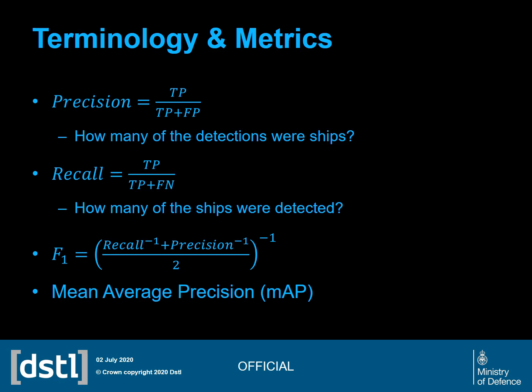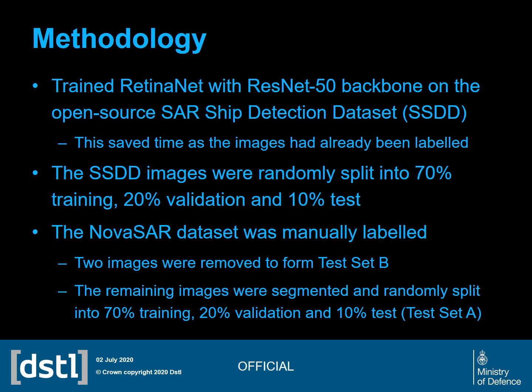Mean average precision is another metric which tends to get used in the object detection field for multiple classes, but in this single class problem, it doesn't seem to be as useful as a metric. So RetinaNet was trained with the ResNet 50 backbone on the open source SAR ship detection dataset, which will be referred to as the SSDD.